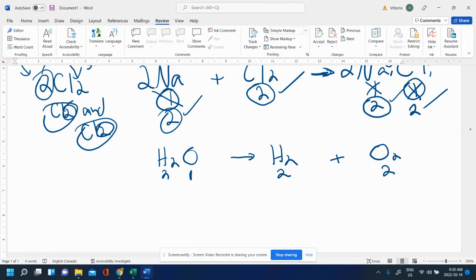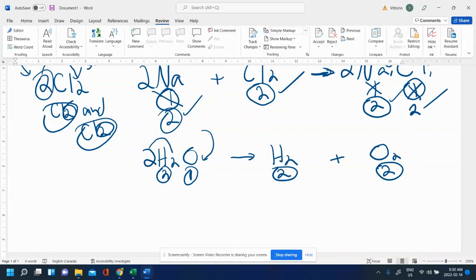So comparing hydrogens on left to right, 2 and 2. That looks okay. But comparing oxygens on left to right, we have 1 and 2. We need 2 oxygens on the left side. We cannot change the subscript. We can't add a number there. We can only change the coefficient. So we'll do that. We'll put a 2 here.